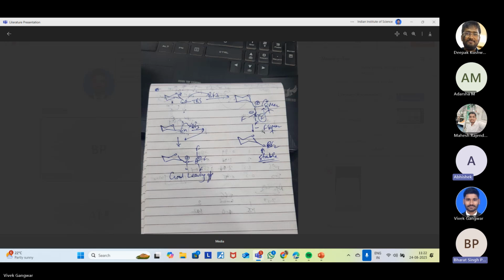So my question is, why did they go with the TBS then? Ultimately, they are coming to the hemiacetal pathway only. So first they did it with TBS, then they came to check the mechanism with hemiacetal.